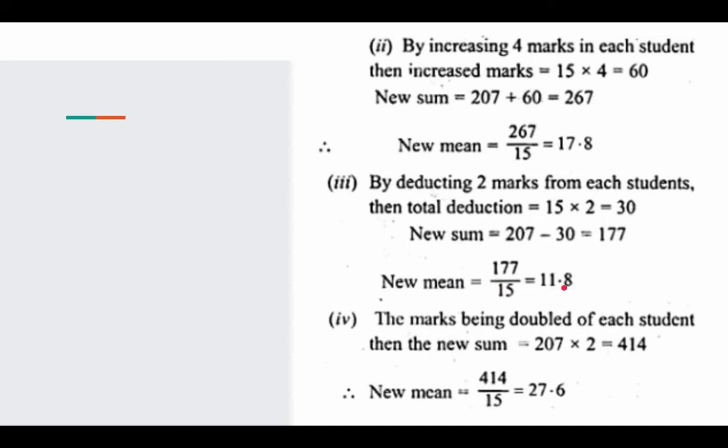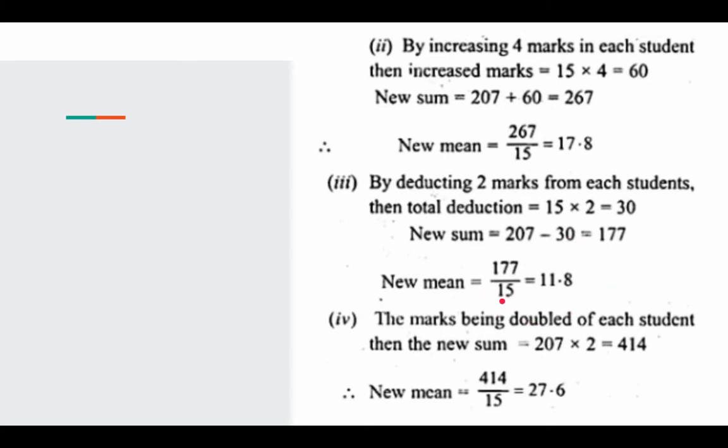Clear? Here it was increasing the marks of each student by 4. Since there are 15 students, 15 into 4 we did, and plus. Here it is deducting the 2 marks from each student. So for one student 2 marks is deducted, for 15 students 30 marks total are deducted. So from the initial sum of all observations, we'll subtract that and we'll note. But the number of students will remain the same.